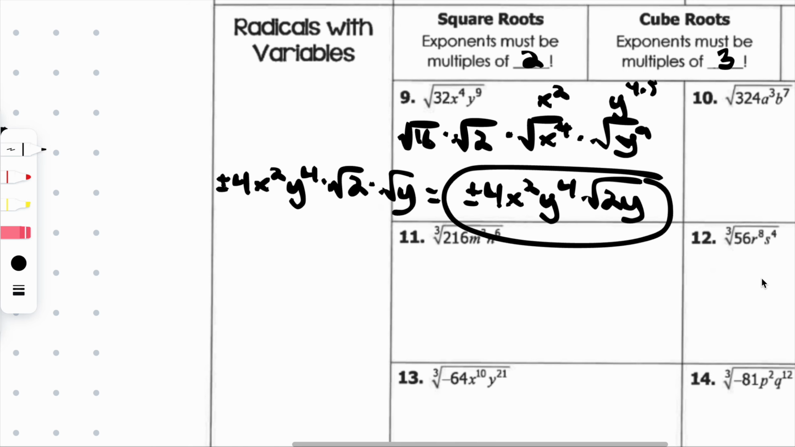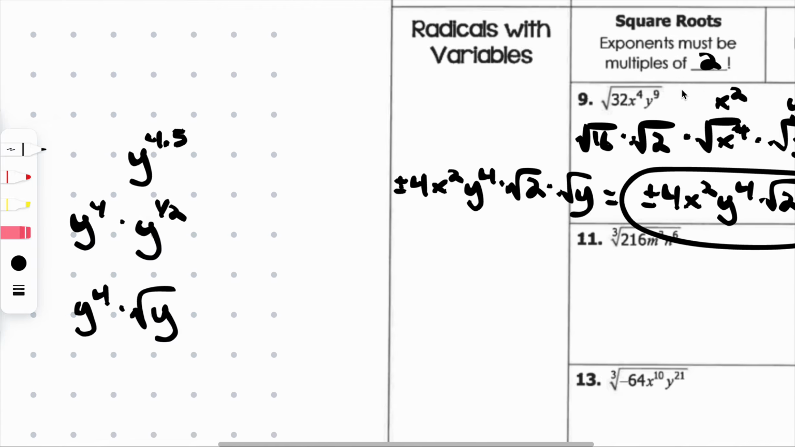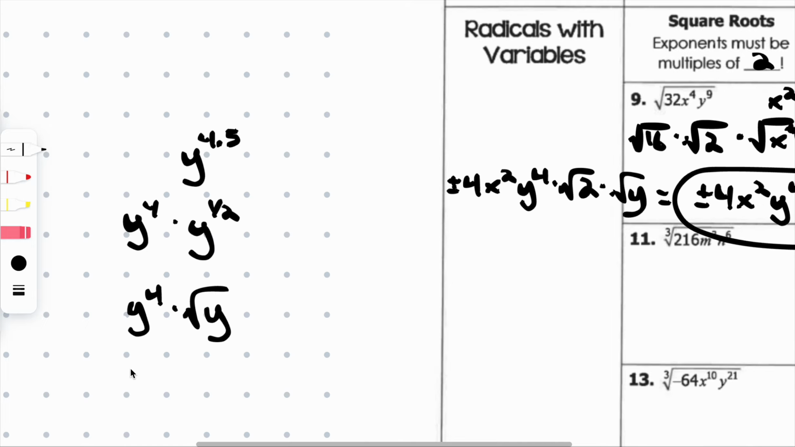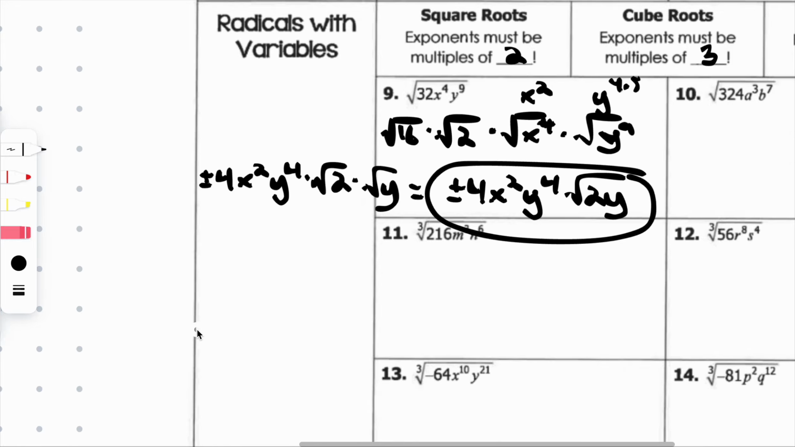Now, there's a bunch of different ways you can think about this. You don't necessarily have to think about it where you're raising something to the 4.5 power and separating it like this. That can be sort of wonky to think about. Maybe what works best for you is this: when we don't have an index, that means we sort of have an invisible 2 right here. Okay?